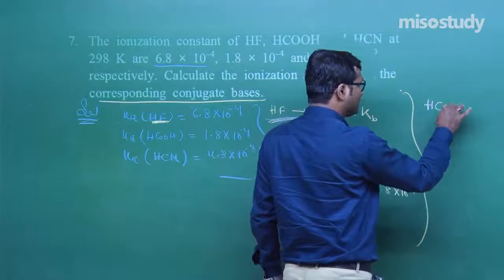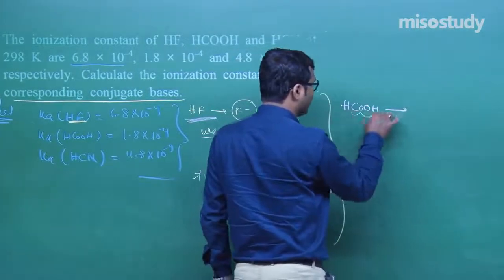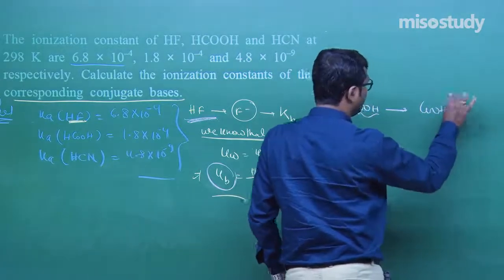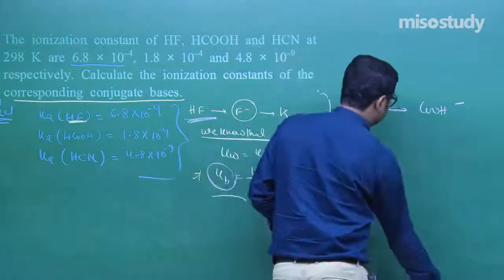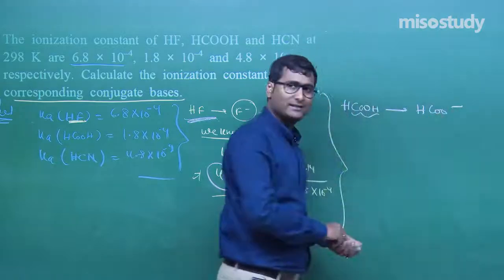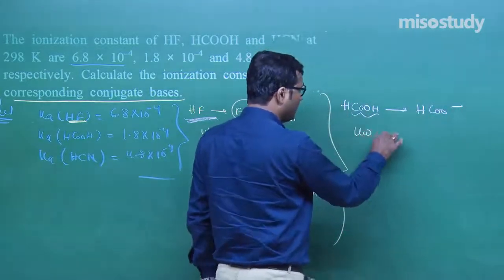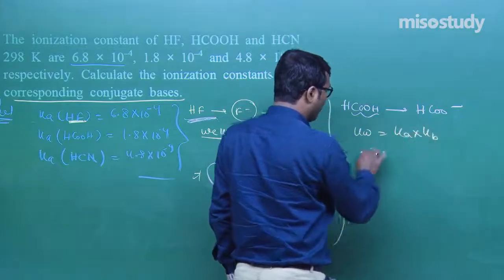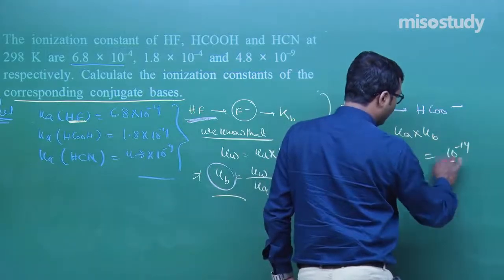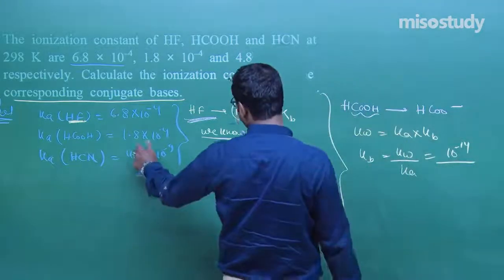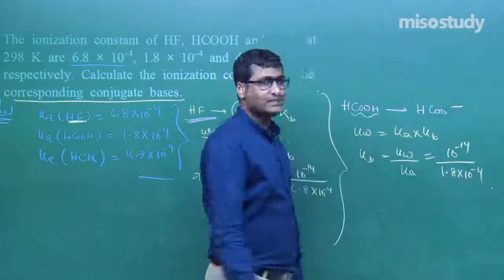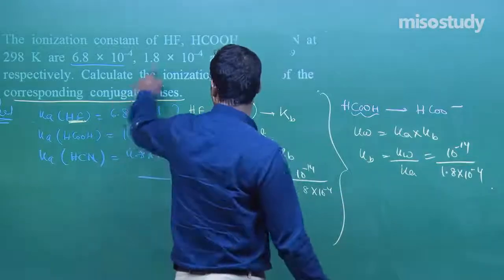As we know, for HCOOH, the conjugate base is HCOO minus. Again we know Kw is equal to Ka into Kb. What is Kb, my friend? Kw upon Ka. What is Kw? 10 to the power minus 14. And what is Ka for HCOOH? 1.8 into 10 to the power minus 4, my friend. You are absolutely right. This is the second part. What is the third part, my friend?